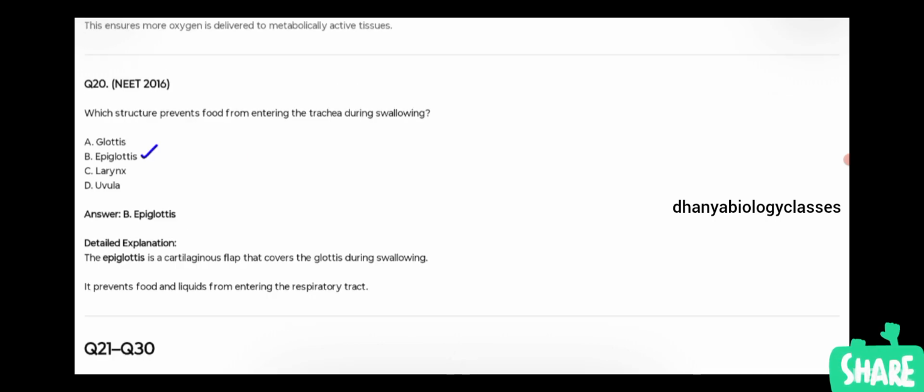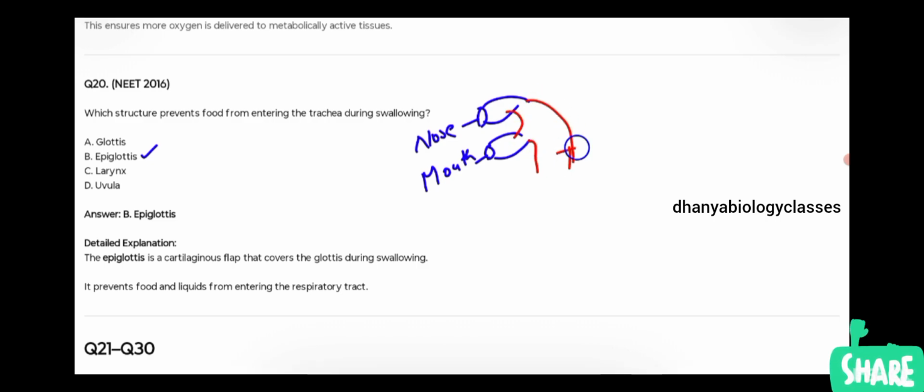Which structure prevents food from entering the trachea during swallowing? The answer is the epiglottis. Suppose this is the nose, and below the nose the mouth is present, right? And this part is called the pharynx. This is the part where air passes, and this is the part where food is present. The pharynx is the common passage for both food and air.